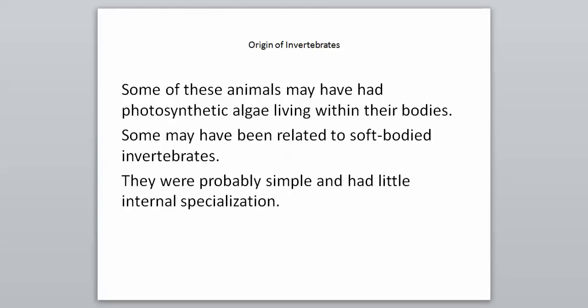They were probably simple and had little internal specialization. So they were probably very similar to the sponges. If you remember, they didn't really have much specialization. Pretty much water came in, brought its food with it, then water went right back out. So those were our basic first animals, our original invertebrate animals.